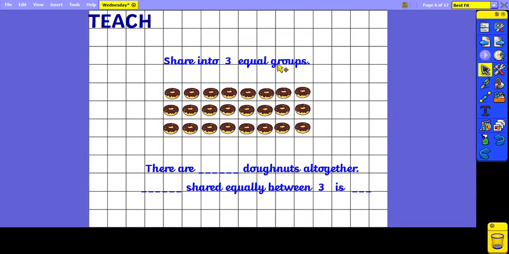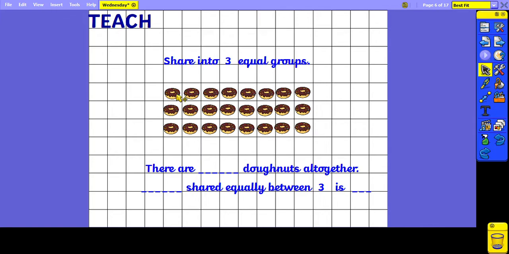So this time we're sharing some donuts into 3 equal groups. Now I've got quite a lot of donuts here. I could draw 3 groups and share them out fairly in the way that we were doing in the last 2 examples, but because I've got a lot more, there's an easier way of sharing them out. The first thing I need to do before I start sharing them is to count how many I've got all together. But when they're arranged in an array like this, it makes it a lot easier to count.